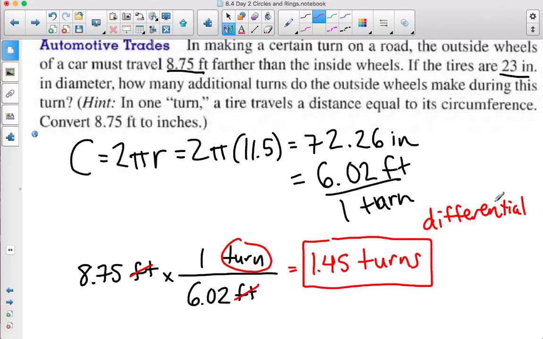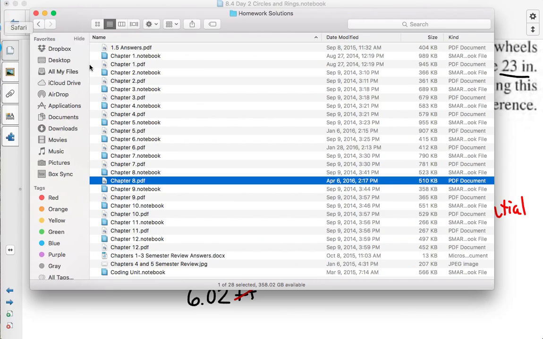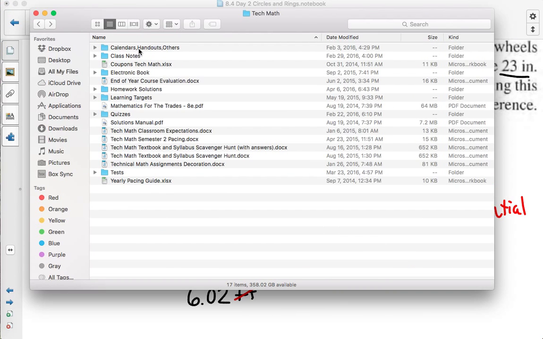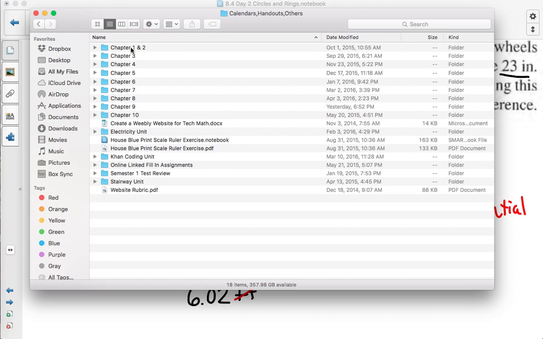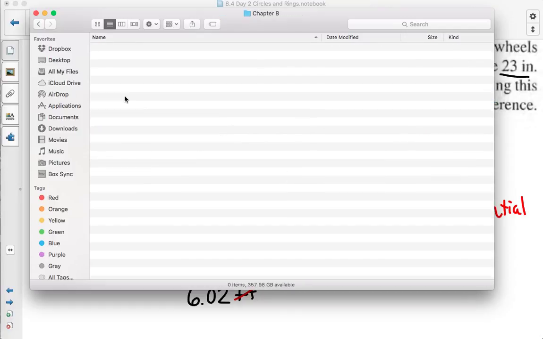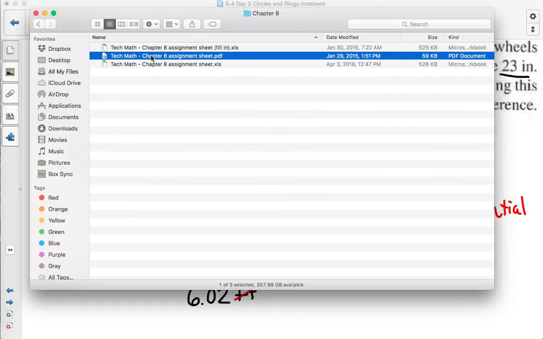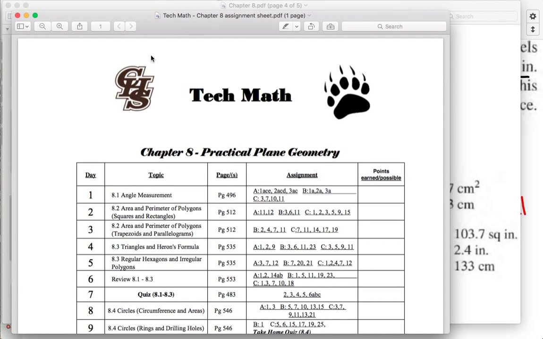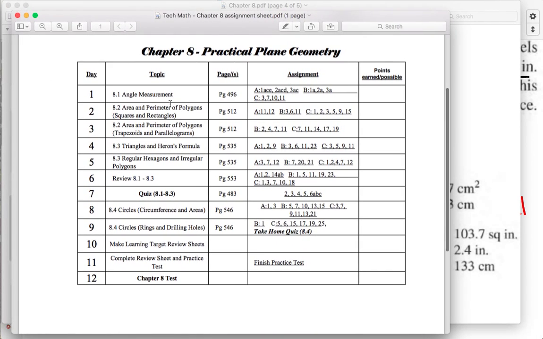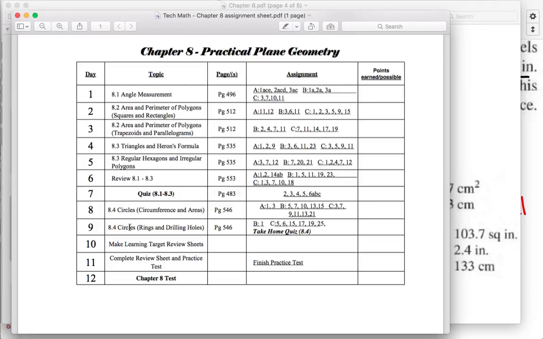For the homework, we are on the second day for 8.4. Answers will be right here. What I'm actually going to do right now is pull up the assignment sheet. So here we are at chapter 8, the second day. So the questions are B1, C5, 6, 15, 17, 19, and 25.